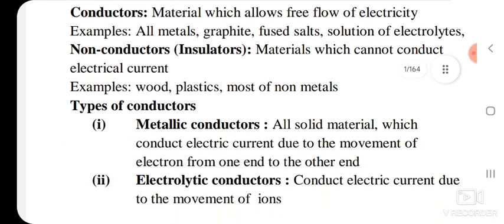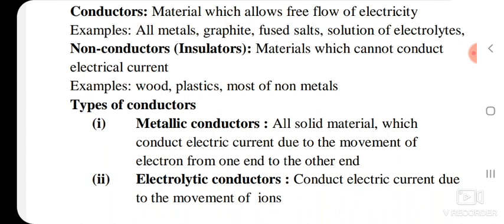Types of conductors. Metallic conductors: all solid material which conduct electric current due to the movement of electrons from one end to the other end. Electrolytic conductors conduct electric current due to the movement of ions.